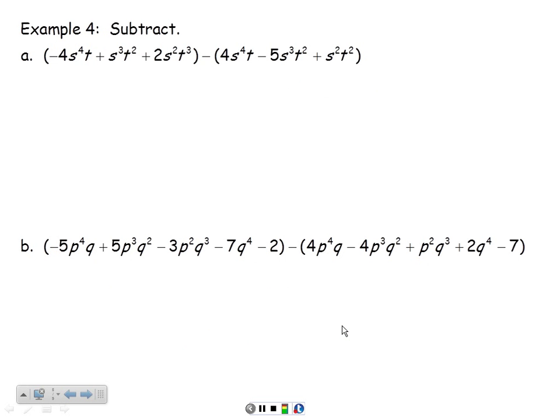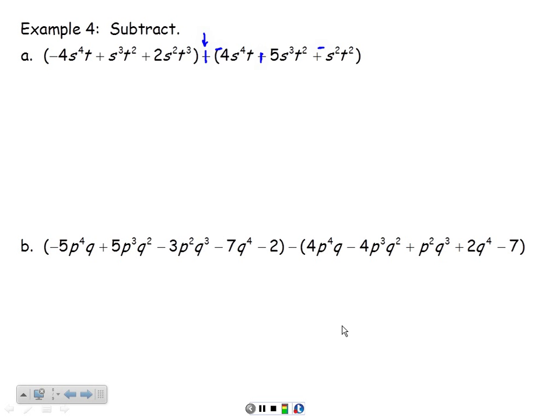Okay, this time we're going to subtract. And remember, when we subtract polynomials, we're going to cross the line, change the sign if you need to, and I do. So I'm going to cross the line, make that main subtraction sign plus, and then change the sign of every term in the following polynomial. And then combine your like terms going back through addition.